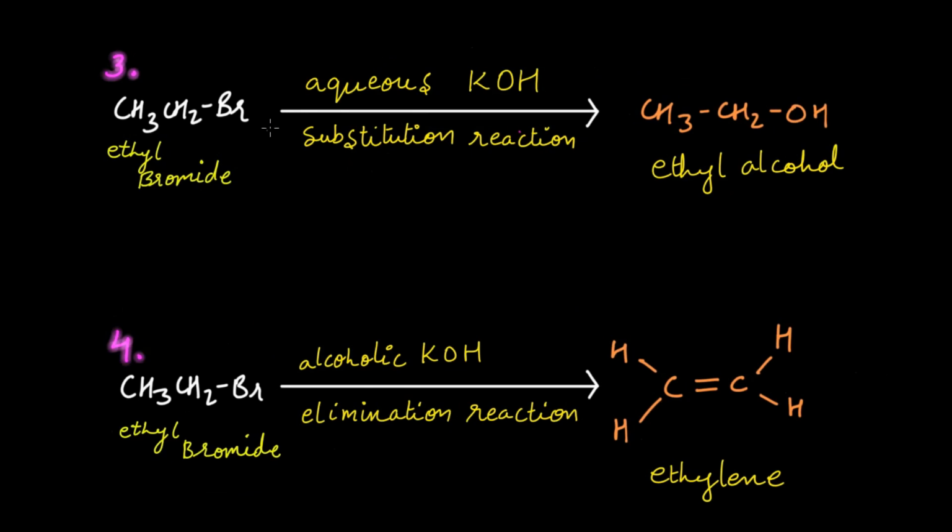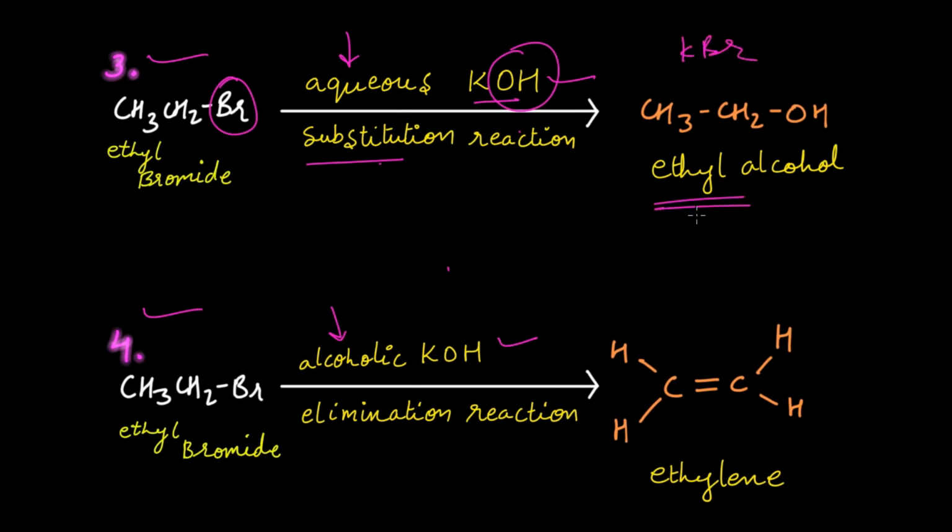Third reaction, when ethyl bromide is treated, now look at the third and fourth reaction together. In both these reactions, our reactant is the same, our reagent is also the same, only the condition is different. In one case it is aqueous KOH, in the second case it is alcoholic KOH. Whenever you find aqueous KOH, you will go for substitution reaction. Ethyl bromide when reacted with aqueous KOH, substitution reaction takes place, and OH will take the position of bromine and KBr will be removed. So in this case you will get ethyl alcohol.